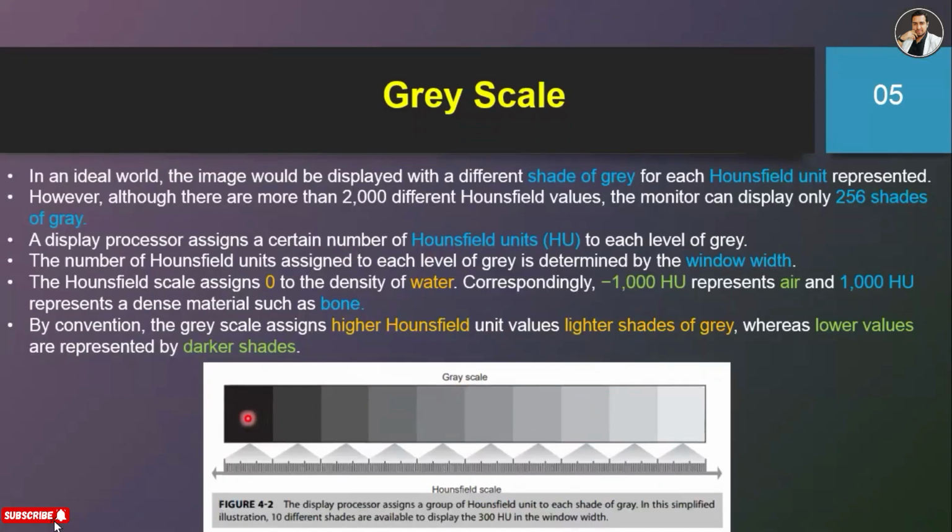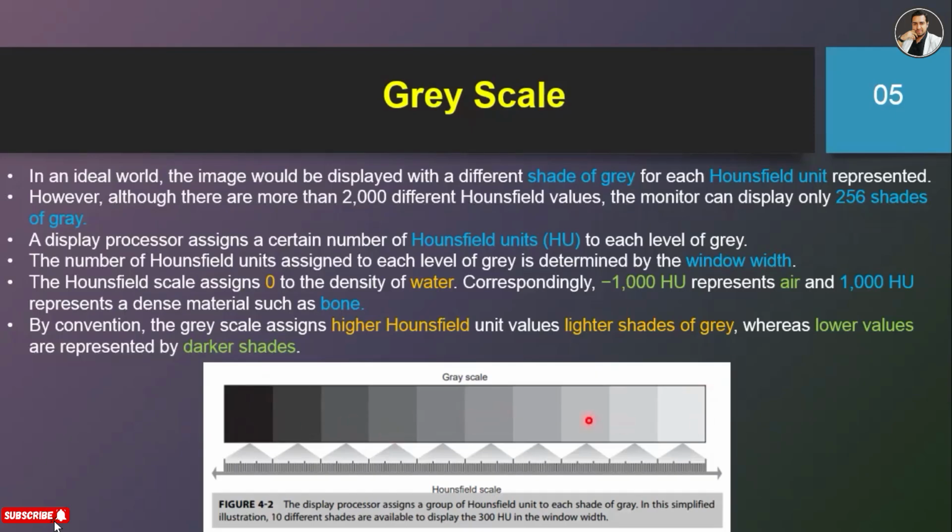Now we have to understand the gray scale. Gray scale is the shades of gray. There are 2000 different Hounsfield values, and the monitor can display only 256 shades of gray. Gray shades means the scale from black to white. The scale from black to white is the gray scale.